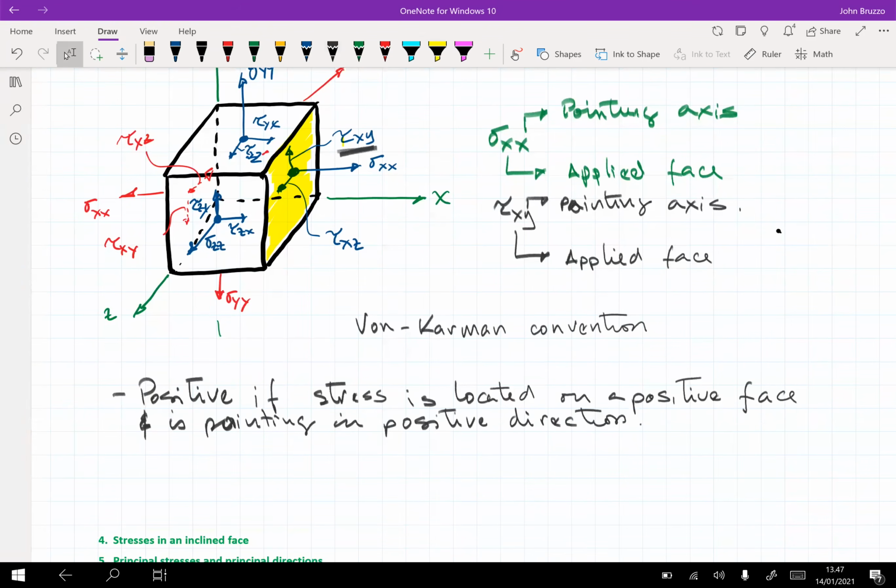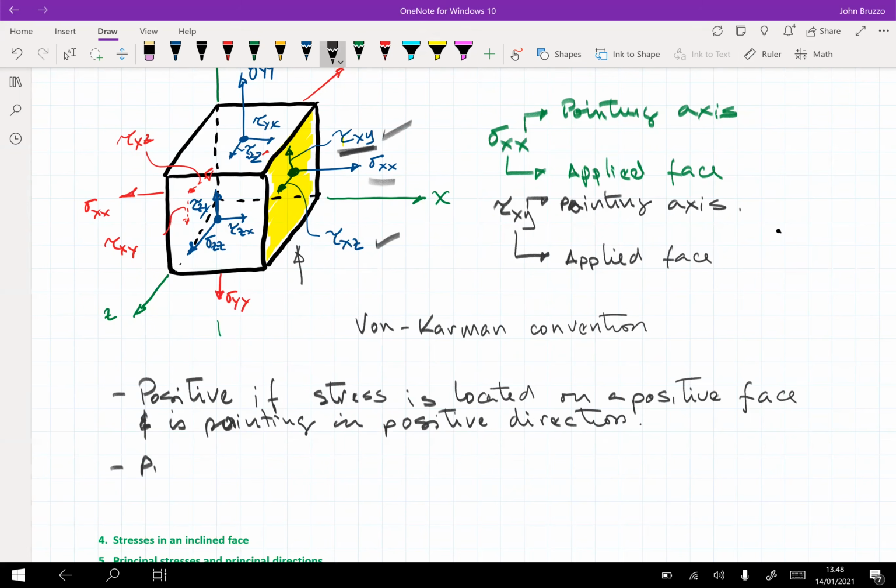Then we're clear that, for example, the stresses represented in the yellow area here on the positive X phase are all positive, because they are located on a positive phase, and each of those stresses is pointing in the same direction as the positive axis. For example, the normal stress sigma xx is located on the positive phase and pointing in the same direction as the positive x-axis. The same happens with the shear stress xy and the shear stress xz.